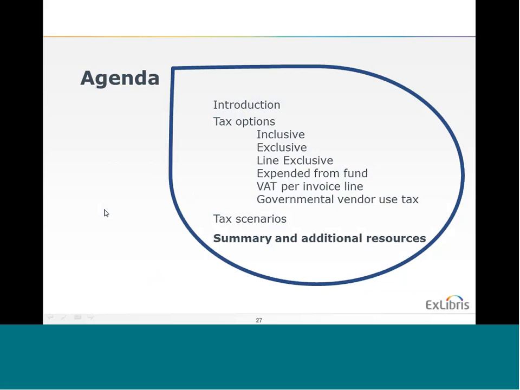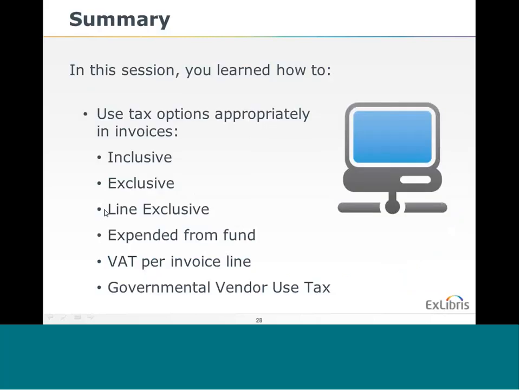This actually brings us to the end of our session. So just to summarize what we've covered here, we looked at the options for adding taxes into invoices, so you'll ultimately know how to enter taxes that appear on an invoice. So we looked at the 6 different tax options here. Inclusive, meaning the total invoice amount includes the tax already. Exclusive, meaning the total invoice amount excludes tax, and tax needs to be added on top of the total invoice amount. Line exclusive, that means that the total invoice amount includes tax, but line items in the invoice do not include tax.